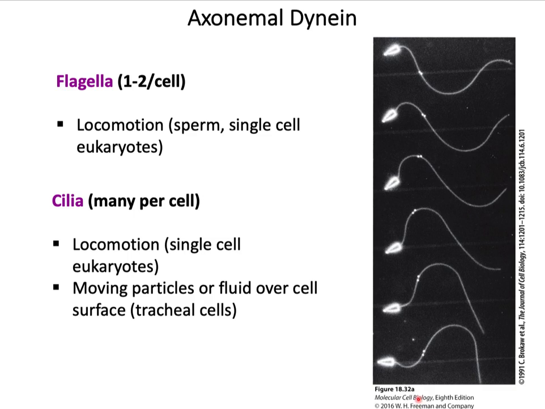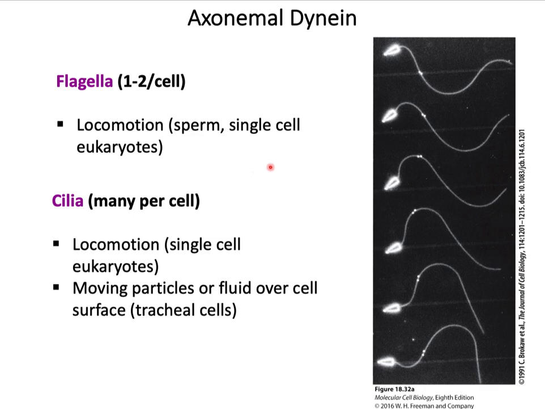So now let's take a look at the axonemal dynein. Some motile cells use a structure such as a flagellum or cilium to move. So they rely on this organelle for locomotion. The structure of flagella and cilia are the same. The main difference is how many there are per cell. So for example, cells that have flagella only have 1 or 2 flagella per cell. And again, they are used in locomotion. There are a couple of single cell eukaryotes, and of course, the sperm cell uses the flagellum to move.